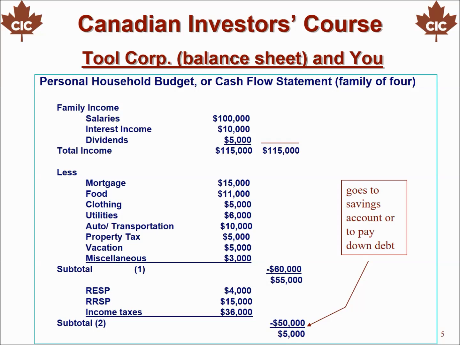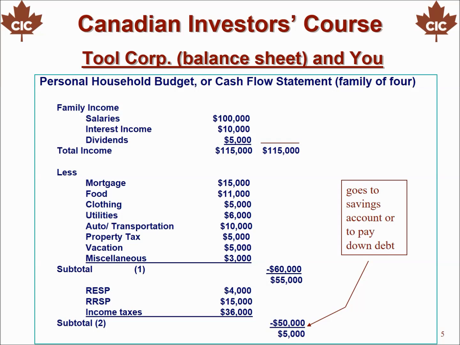You see your family income here. You have a salary of $100,000 a year. You get some interest income from perhaps some investments that you have, GICs or whatever. You get some dividends from some stocks you own. So your total income is $115,000. Now, what has to come off of that income? Well, all your living expenses: your mortgage, food, clothing, utilities, auto transportation, property taxes, vacations, and discretionary expenses. And let's say they add up to $60,000. So now, 115 minus 60, you're at 55. By the way, what did we miss out? We missed out taxes. Oh, they're at the bottom.